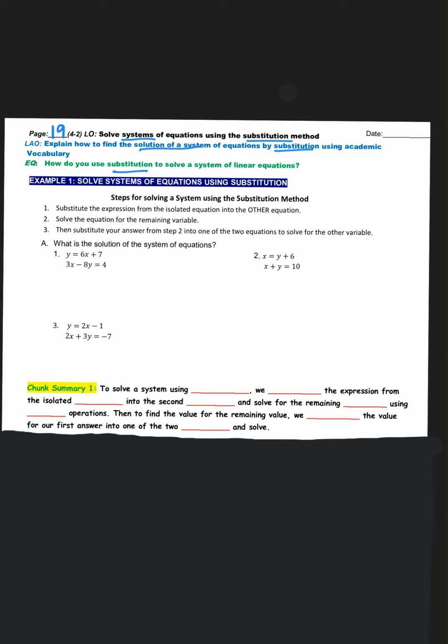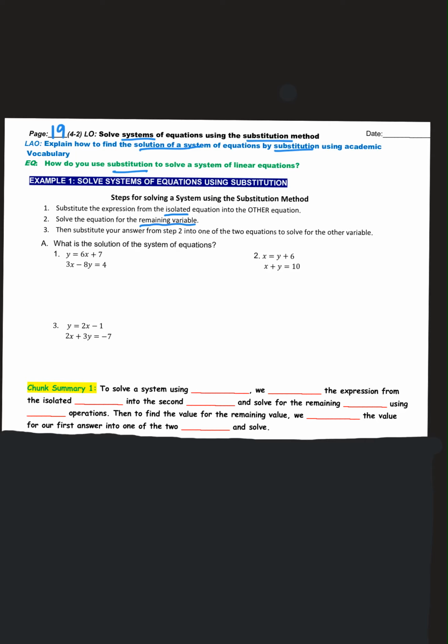Here are our steps for solving systems using substitution. We first need to substitute the expression from the isolated equation into the other equation. Then we are going to solve the equation for the remaining variable. And then step 3, you're going to substitute your answer from step 2 into one of the two equations. You pick your favorite one, into the other equation, and solve for the other variable.